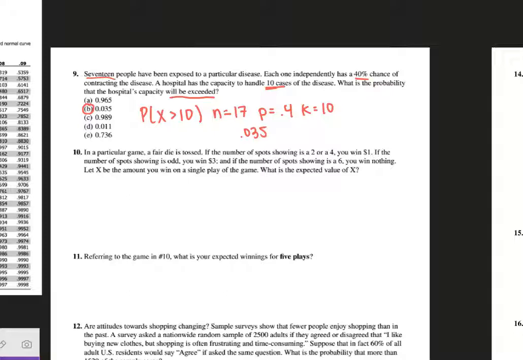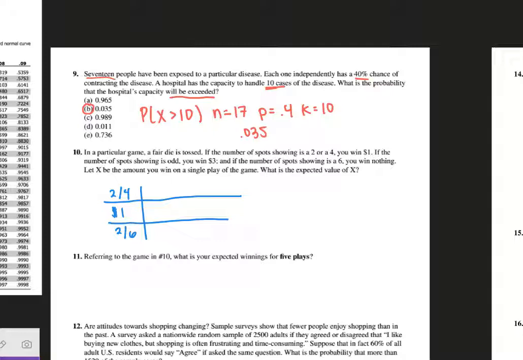This is an expected value table. So I'm going to list out my outcomes. So the first one is showing a 2 or a 4. You win $1. So in this game, we're not paying to play, so we win $1. That's the profit. And we know the probability of that happening is going to be 2 out of 6, since 2 or 4 is 2 different outcomes in 6 die.